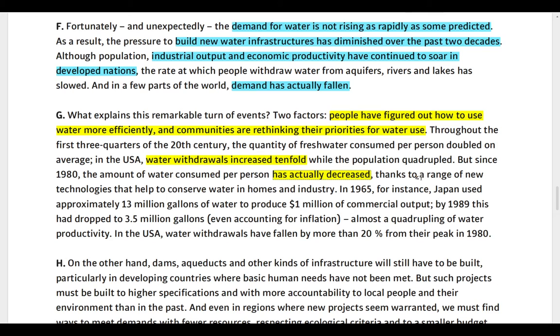Okay, thanks to a range of new technologies that help to conserve water in homes and industry. Conserve water means basically saving water. In 1965, for instance, Japan used approximately 13 million gallons of water to produce $1 million of commercial output. By 1989, this had dropped to 3.5 million gallons, even accounting for inflation, almost a quadrupling of water productivity.